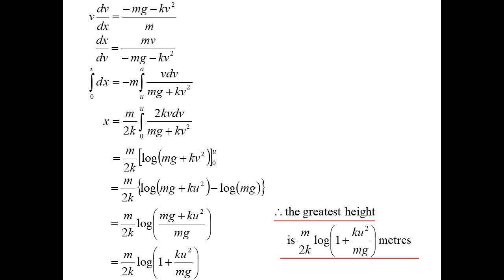Let's just go back to our acceleration equation. And instead of using v dv/dx, I'll now use dv/dt. And that'll get time and velocity into the equation. Because I don't actually need to know what the greatest height is, because I can say, well, velocity is equal to 0. Just sub that in.